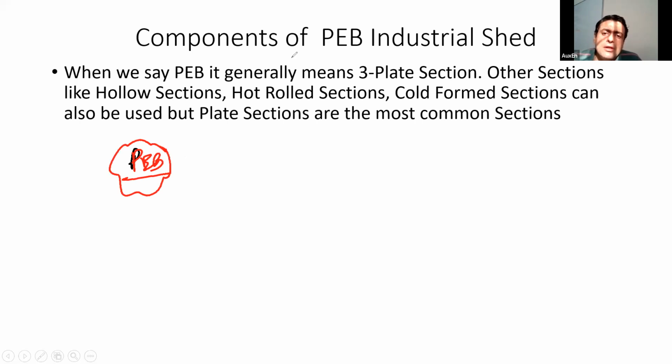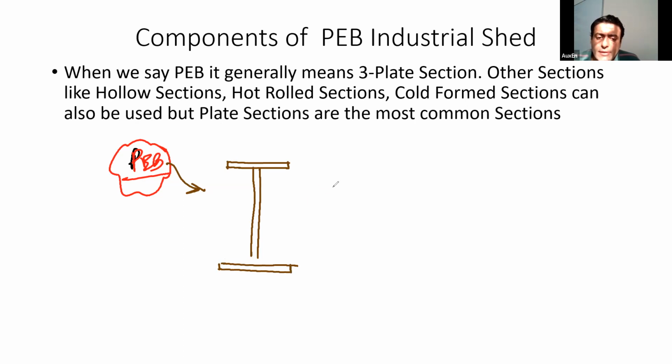But from now on, for this course at least, whenever I say PEB, I would basically refer to a particular type of section, the most commonly used type of section, and that is this type of three-plate section. Okay, you must have understood that anything can be pre-engineered, pre-designed and prefabricated, but the common sections that are used by these pre-engineered agencies are these three-plate sections.